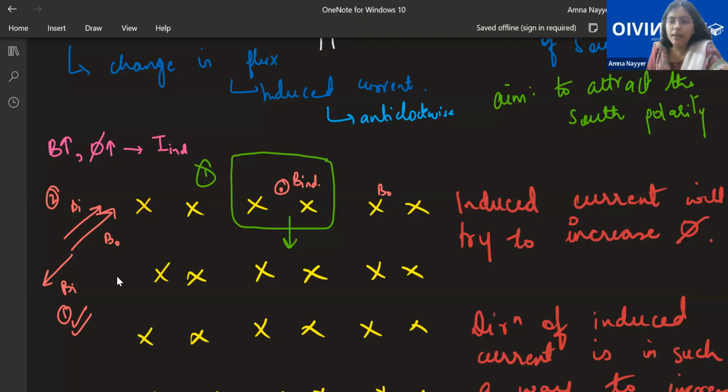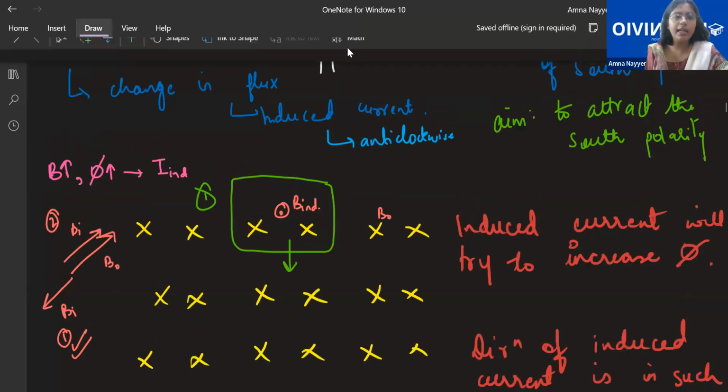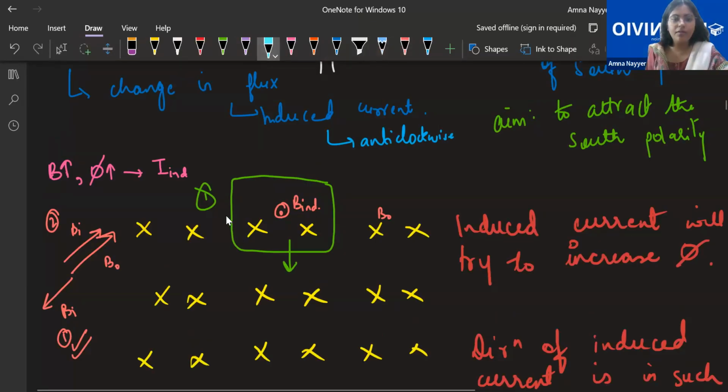Where is the induced magnetic field? Outwards, that's what we have decided. So thumb also I have taken outwards. Where is the curvature of the finger going? This will be anti-clockwise, right? Anti-clockwise, no? So it means the induced current's direction will be this. Now you've got it? Yes, ma'am.